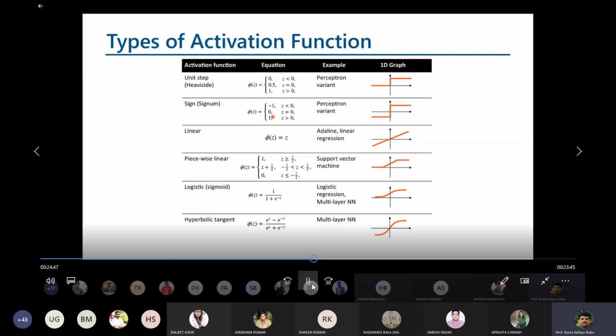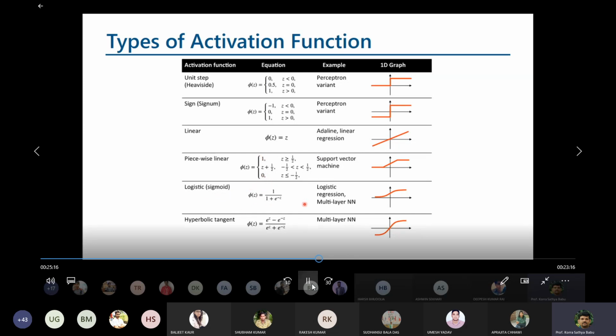Similarly, the signum function is -1 to +1, which we use in perceptron variants. And this is the linear function, and the piecewise function, or ReLU function. We can use it in SVMs, and you can see the calculations given here.